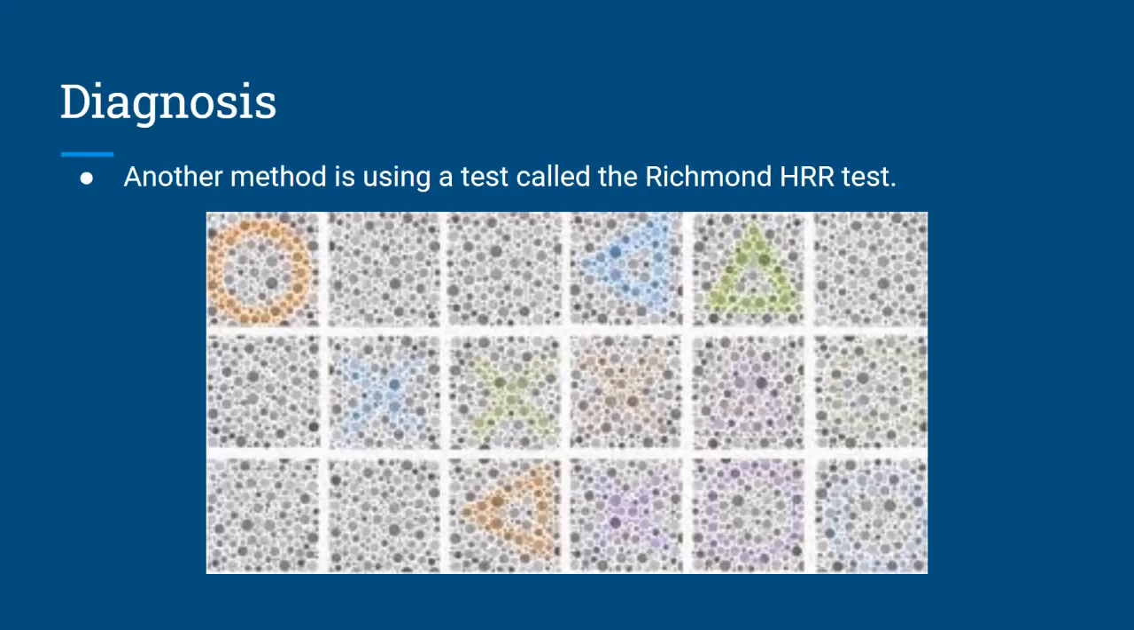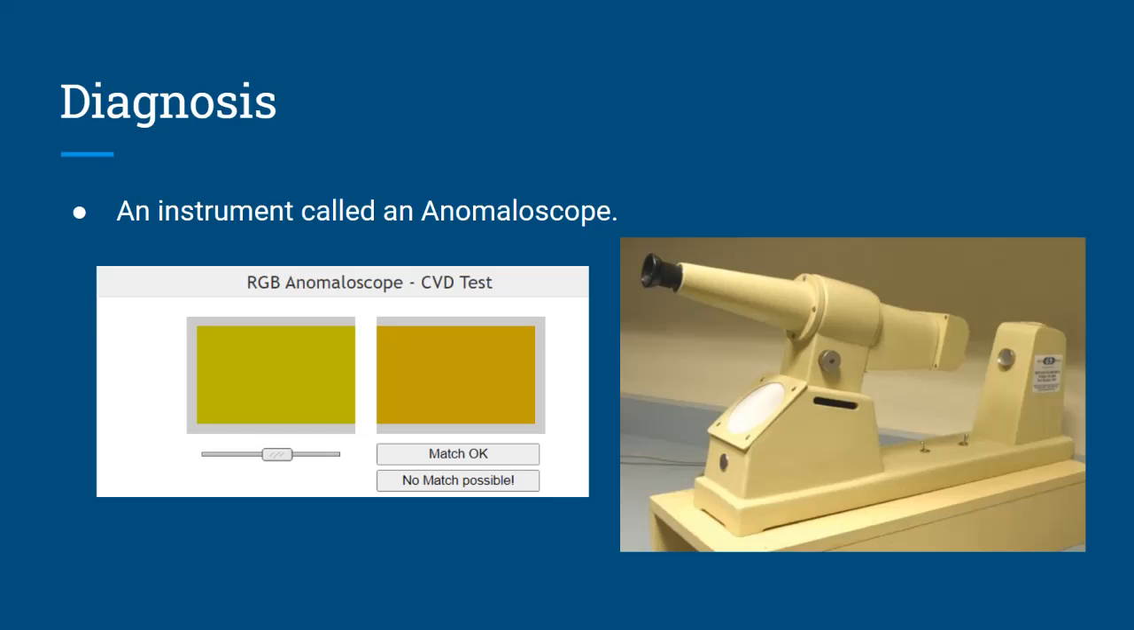And then this test, the Richmond HRR, is similar to the Ishihara. However, it includes symbols, which can be more helpful across cultural lines since the Ishihara uses the Arabic numeral system, and for children who have not learned their numbers yet. So in using an anomaloscope, the patient looks into the eyepiece to see a mixture of red and green, which is presented in the top half of the display. The bottom half of the test field is yellow. The patient adjusts the field to match the color of the test field.